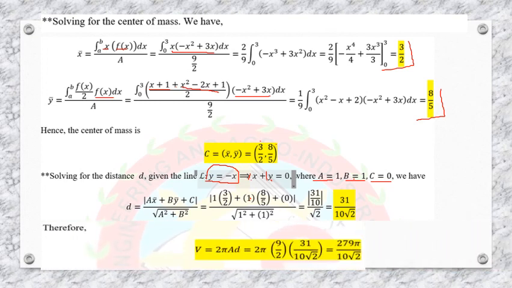Therefore, V is equal to 2 pi AD. Our A, or the area, is equal to 9 over 2, and D is equal to 31 over 10 square root of 2. So we have 279 pi over 10 square root of 2. Therefore, this is the volume of the solid of revolution generated by revolving the region R bounded by the parabola opening upward and the line y equals x plus 1, and it revolves about the line y equals negative x.